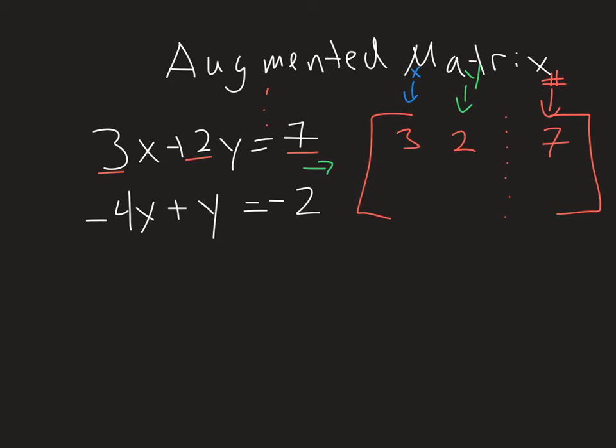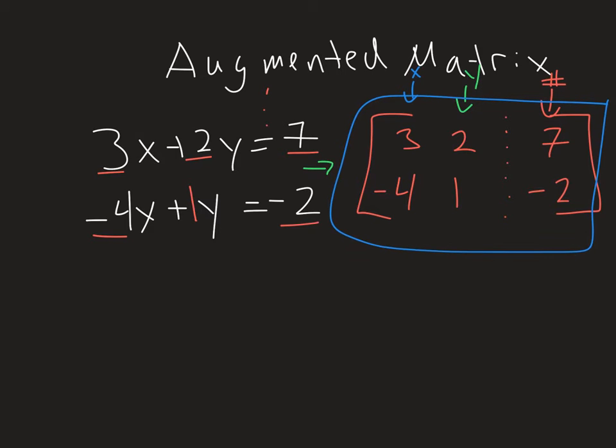The second row will have negative 4. Technically we have a 1y, and then we'll also have a negative 2 for our constant. So when we go across the row, we'll have negative 4, positive 1, and then a negative 2. So this is how you can convert into an augmented matrix.